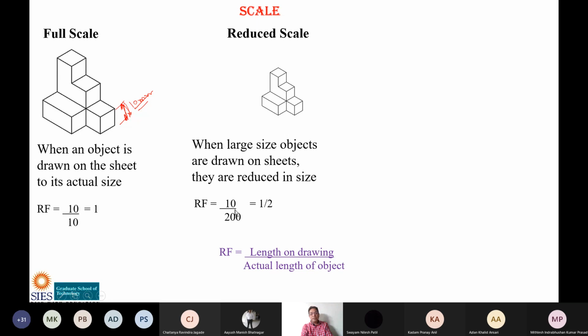So this becomes how much? 1 by 20. I think it's 1 by 20, not 2. It becomes 1 by 20. So what is RF? RF is 1 by 20. I will write it here, 20.